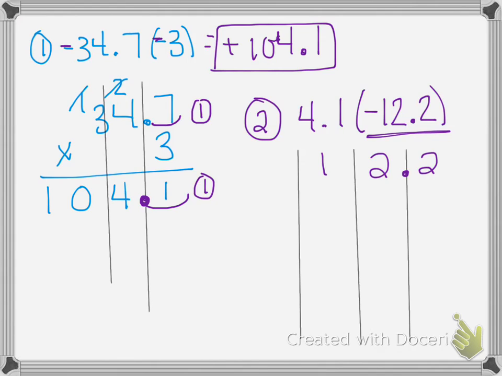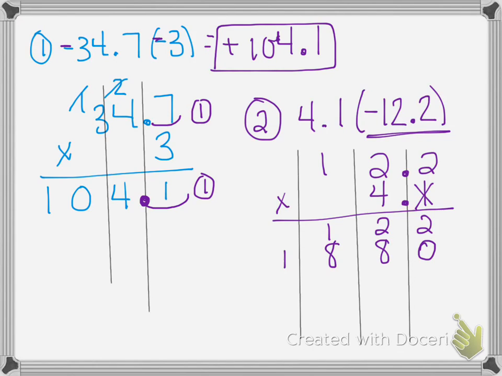You can do it the other way, not a problem. Times 4.1. So I said 1 times 2 is 2. 1 times 2 is 2. 1 times 1 is 1. Do not forget your placeholder. 4 times 2 is 8. 4 times 2 is 8. 4 times 1 is 4. I'm going to add these up. 2, 10, 10, and 5.